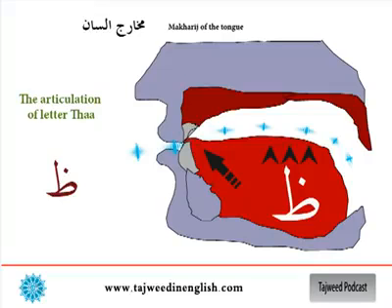And in this presentation, I would like to highlight the rules of points of articulation of the following letters: Dha, Dhal, and Tha. They may look similar, but we are going to look into the details about the points of articulation of Dha, Dhal, and Tha.